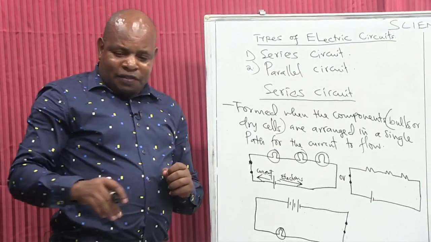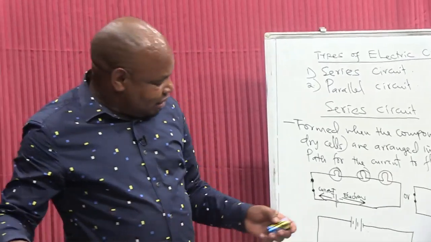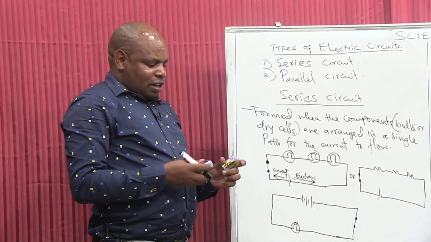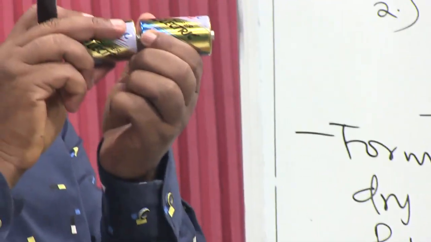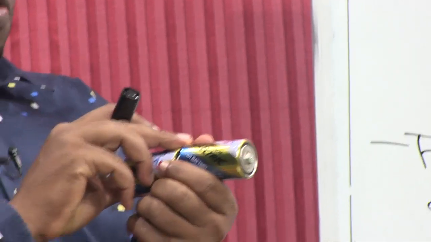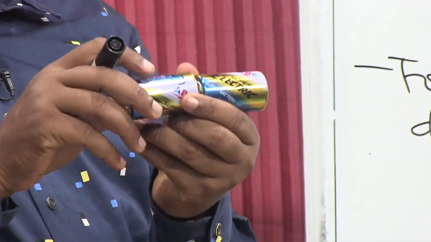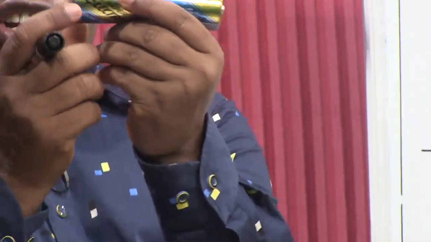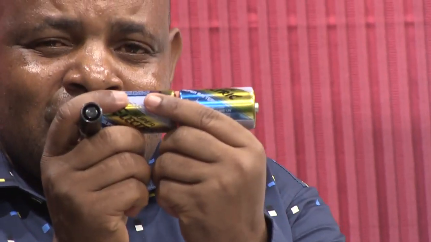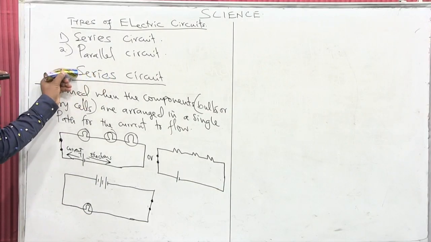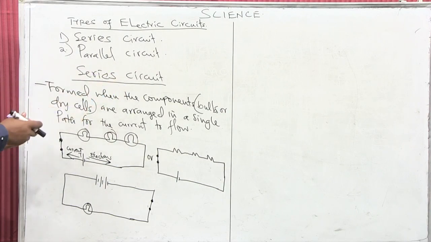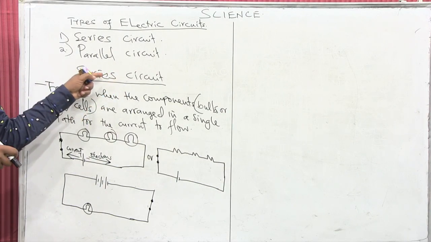It's as if you could be having these dry cells. I have just 2 here. This is the positive, this is the negative. You connect them, positive to the negative. So when you have this kind of connection, it means that type of connection is series, where the dry cells are in that format.